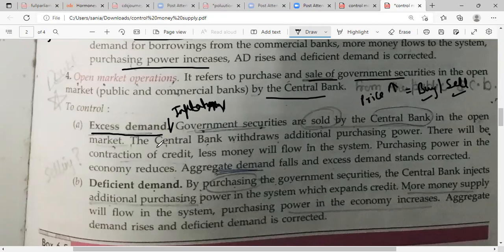Okay. So what happens? The central bank withdraws additional purchasing power. There will be contraction of credit. Less money will go in the system. Purchasing power in the economy reduces. Aggregate demand falls and excess demand stands corrected. Okay.